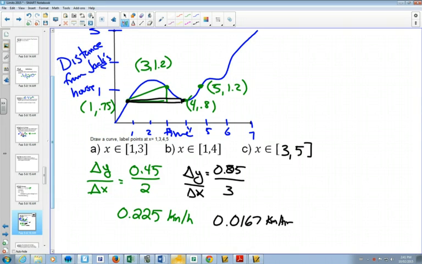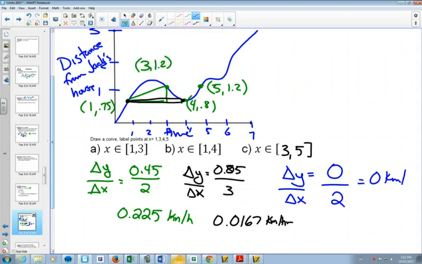And finally, since I changed it to 3 and 5, the reason I did that is because between 3 and 5, we made no progress whatsoever, even though the change in x is 2. So his average speed over those 2 hours was nothing. Could have just stood there and got the same amount accomplished. So this is average rate of speed.